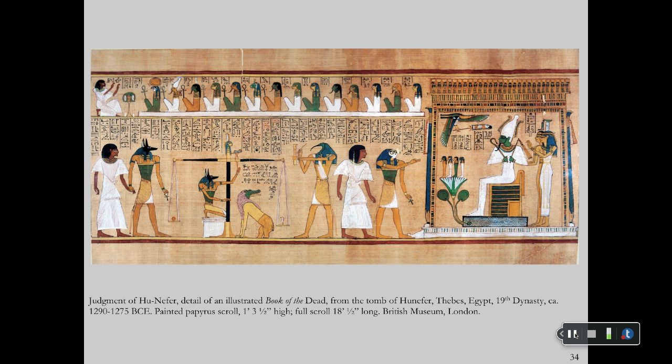The Last Judgment of Hu-Nefer from his tomb tells the story of the journey that the dead person takes so he or she can be presented to the god of the underworld. The heart of the dead person must be weighed against a feather. If the heart is too heavy, the composite beast devours the dead person, and that's the end.